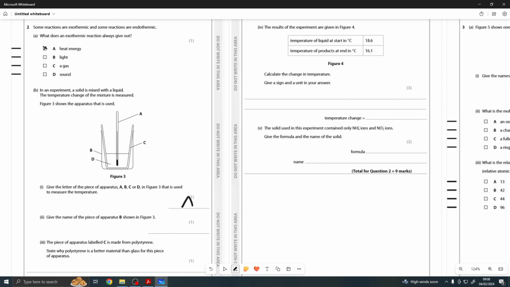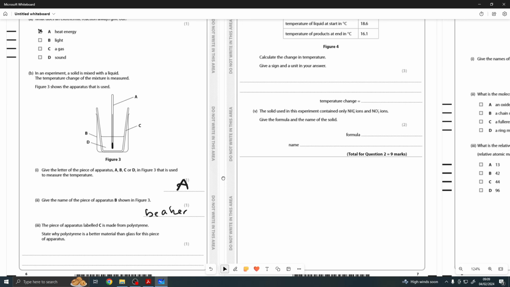Well, A is quite obviously a thermometer. D would be the solution, B is the beaker the cup's being held up in, and C is the cup. So therefore, it's got to be A. Now, what is B called? Well, it's a beaker. We put it in a beaker so it doesn't fall over. Otherwise, you'll make a mess.